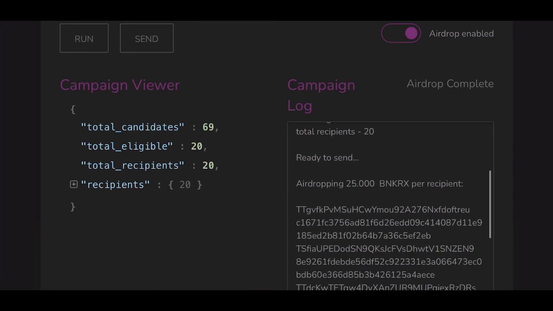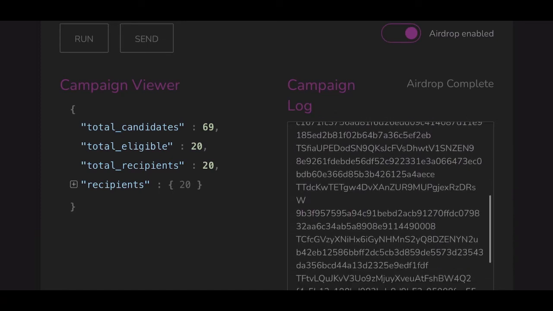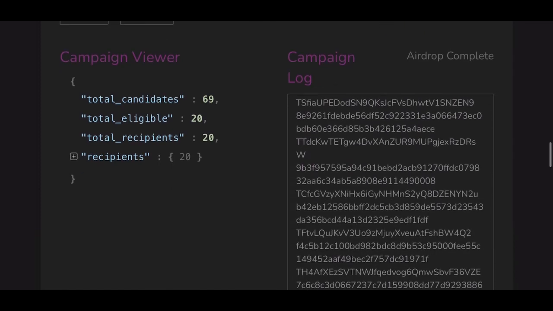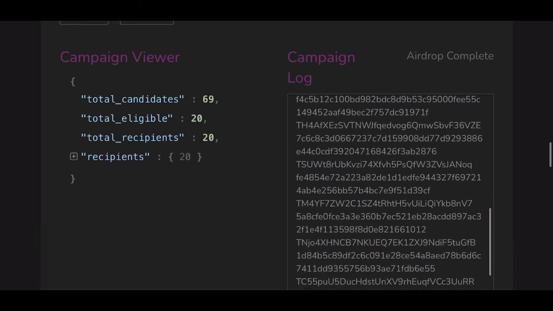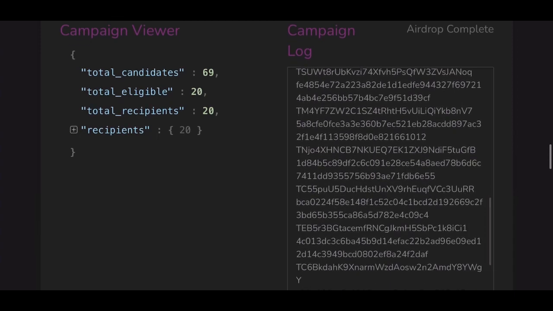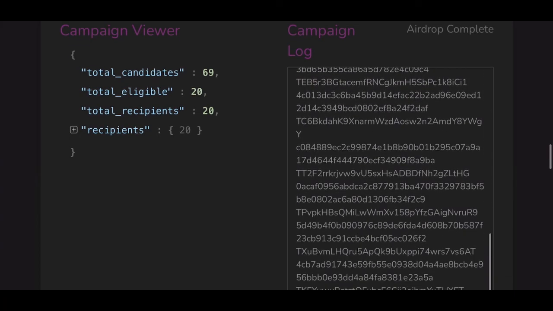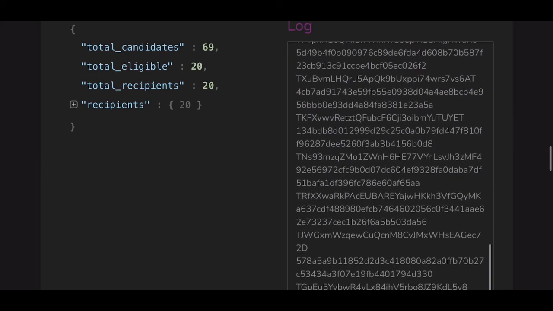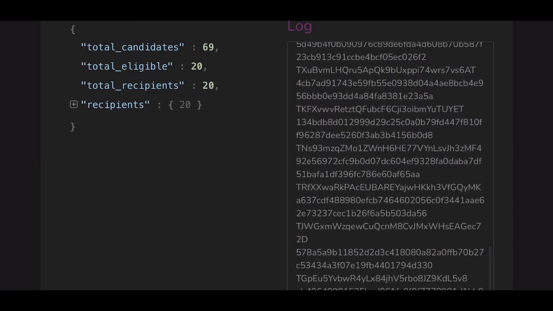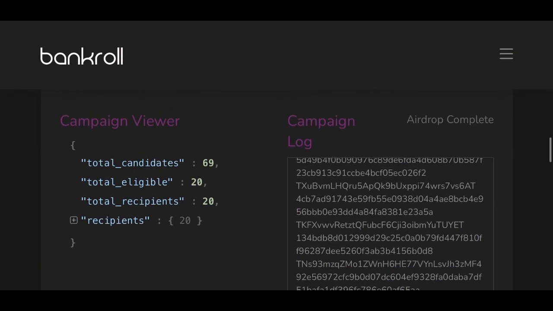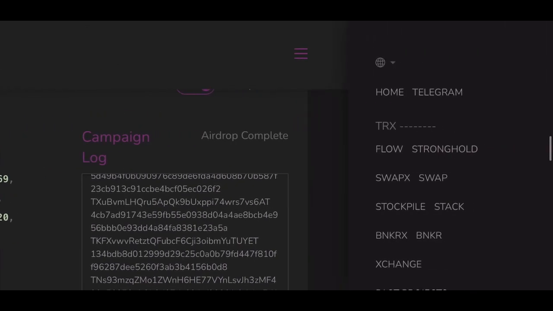Our airdrop 25 Bnkrx to each of these people. So each of these people received 25 Bnkrx. These are all their addresses. So it's very easy to see who you've airdropped. So if you see your address here, you will have received 25 Bnkrx directly into your TRX wallet. And then with that, you can do whatever you please. But mostly the best thing to do is stick it back into Flow.